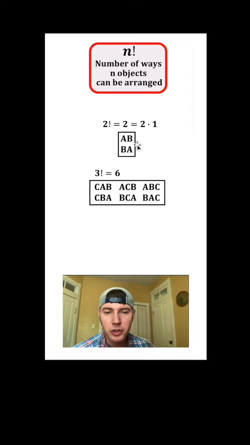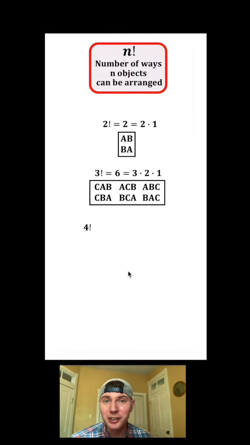And there's a shortcut that works where we can do 3 times 2 times 1 to give us this right here. And that way we don't have to show all the different ways to do it. So now let's look at 4 letters, 4 factorial.